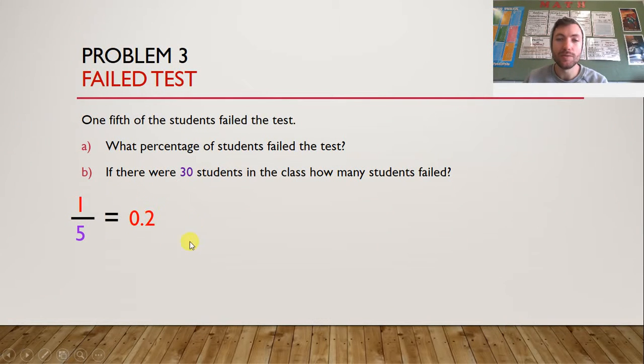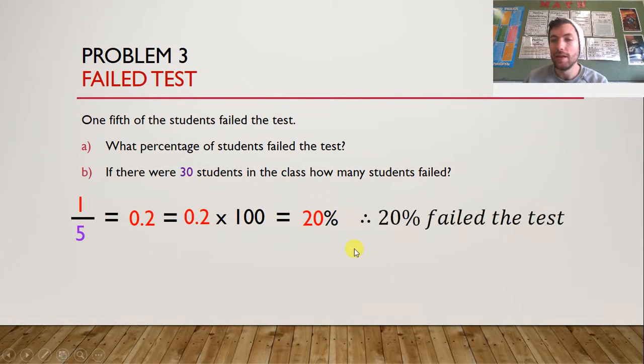Then to convert a decimal into a percentage, we just need to times it by 100. So 0.2 times 100 gives us 20%. And then it's important that we answer it. So we say, therefore, 20% failed the test.